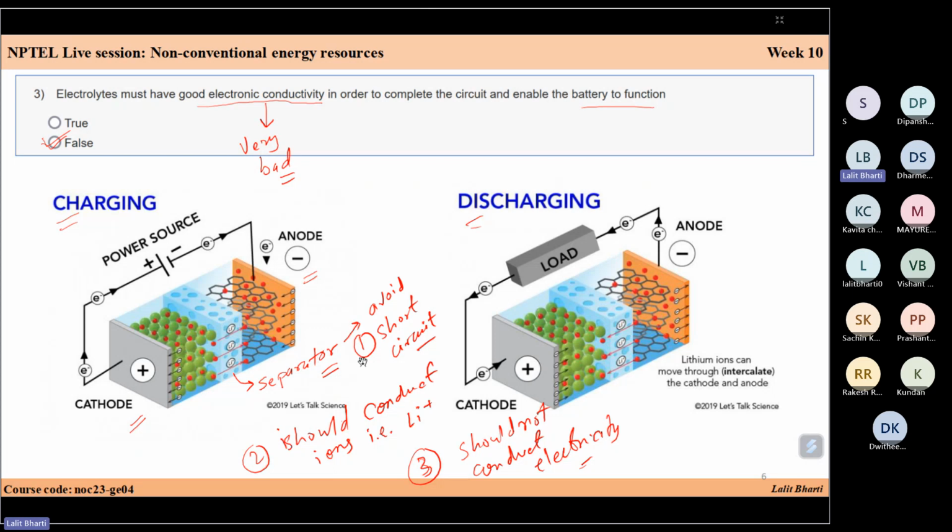So these are the 3 points. The separator should avoid short circuiting, should conduct the lithium ions or whatever ions, and should not conduct electricity. Electricity means the flow of electrons, which should be restricted. So this is about the electrolyte and the separator. This question is done. This statement is false: we don't need good electronic conductivity, but we need good ionic conductivity for electrolytes.